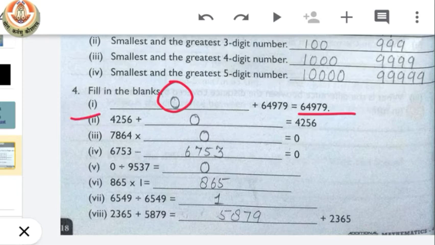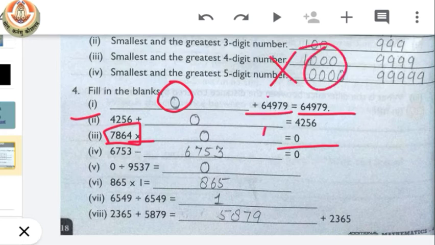Now the next question is the multiplication. By which number we have to multiply the given number so that we get 0 in answer. So we all know that whenever we multiply with 0, we get answer 0. So here we have 0 in the answer. That means this number should be multiplied with 0 to get answer 0.